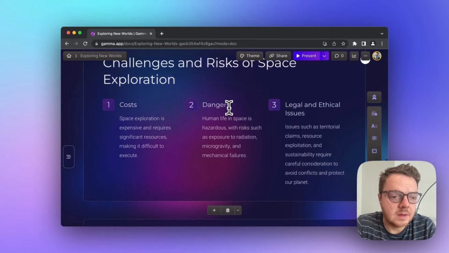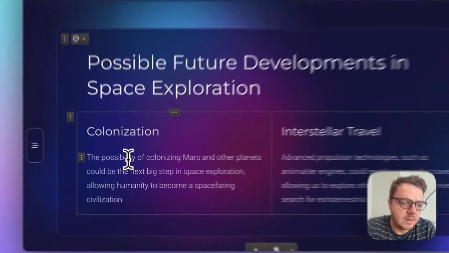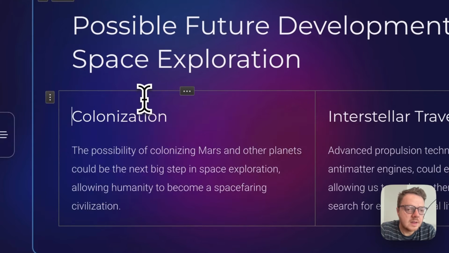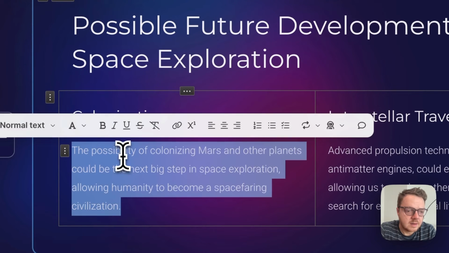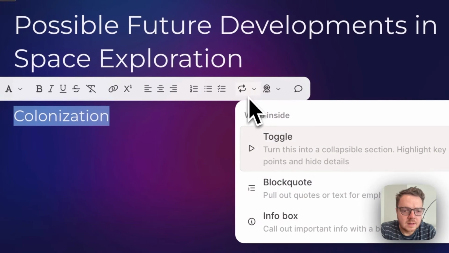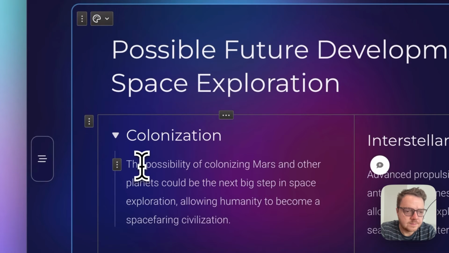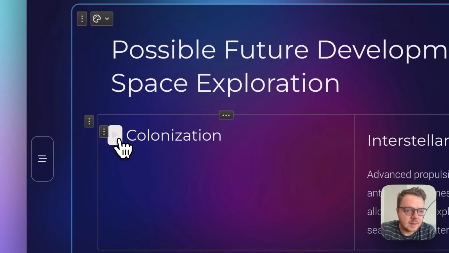We'll talk about adding toggles. In this case, maybe I want to move this supporting text for this headline into a toggle. Again, I'll cut the text. This time I'll select a title and say, convert to toggle. Then I can paste the text in. You can see now I can collapse and reveal the text.